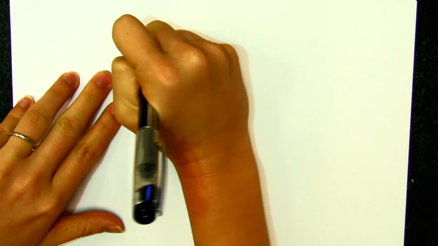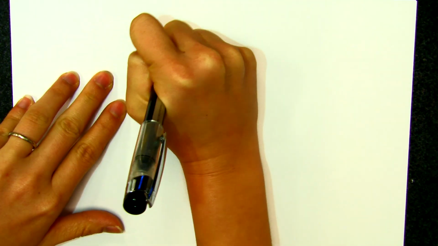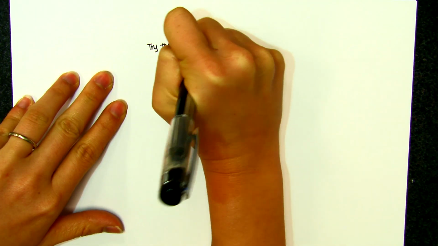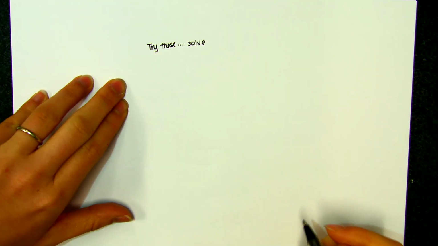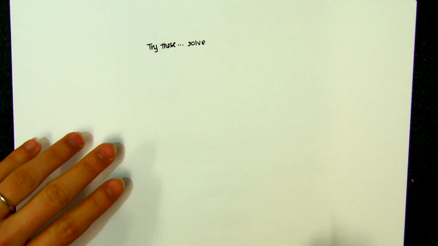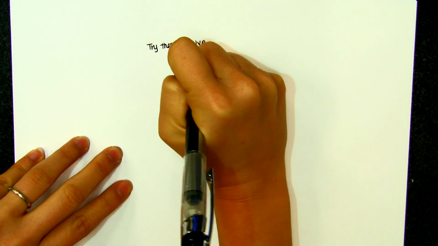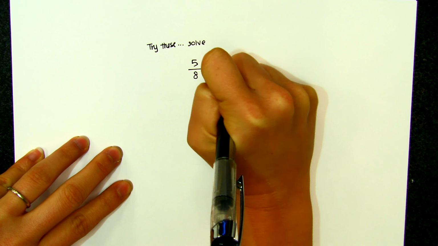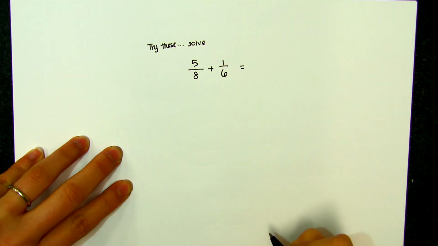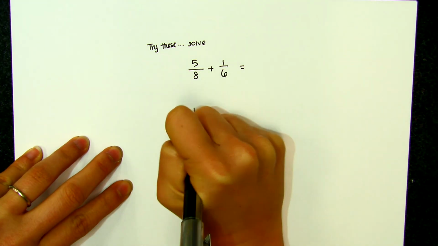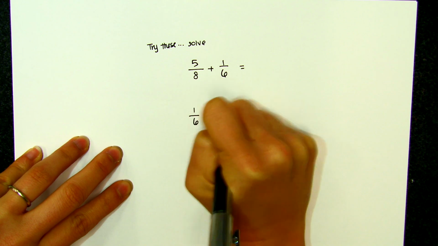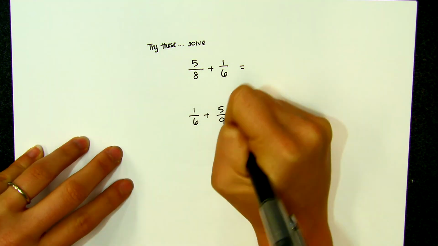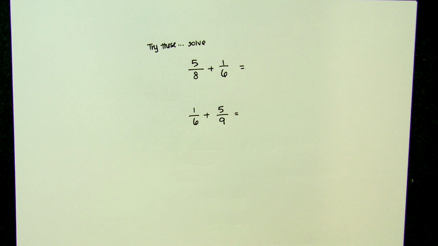I want you to try these. Try to solve this on your own. We do a lot of this in our DOM too, so this might be familiar to you already. I want you to try 5/8 plus 1/6. Solve that. And then I also want you to solve 1/6 plus 5/9. Try that on your own, and then come back to the next video, part 2 of 1.6 extension, to find the answer to this problem.